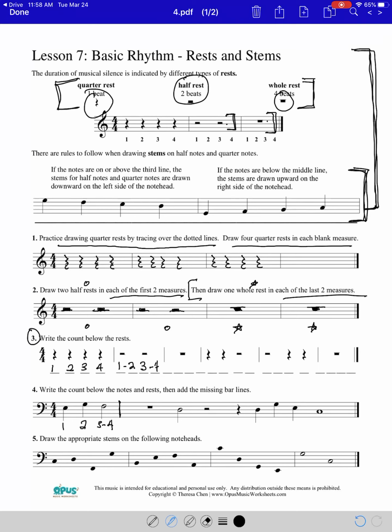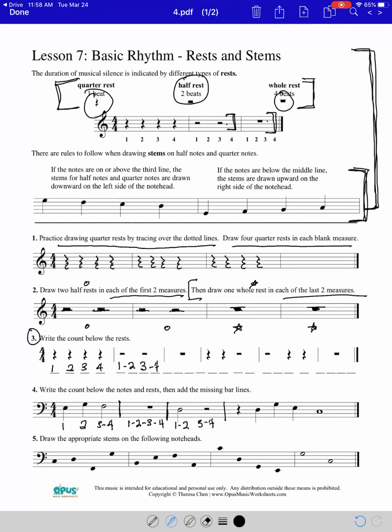Next, what's this funny symbol? When I look back up at the top, I can see that is a whole rest, and it gets 4 beats. So I'll write that it gets 1, 2, 3, and 4. And of course, I draw myself a measure line. This is a half note, so it's 1, 2. This is a half rest, so it's 3, 4. And you guessed it, a bar line. And I'll let you do the last 2 measures there for yourself.